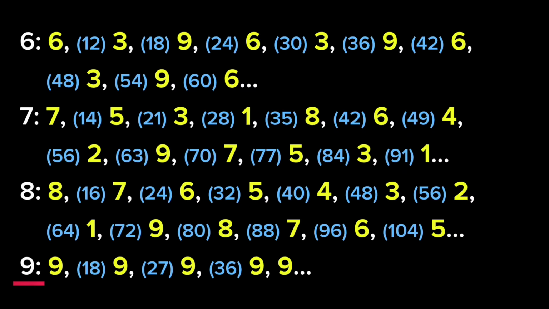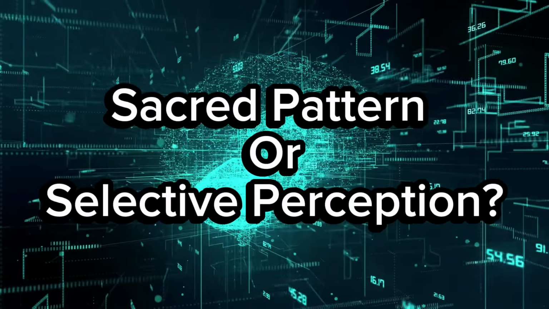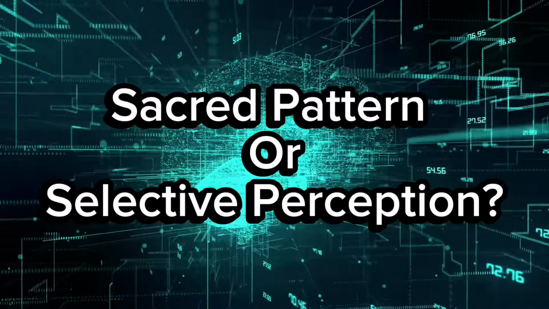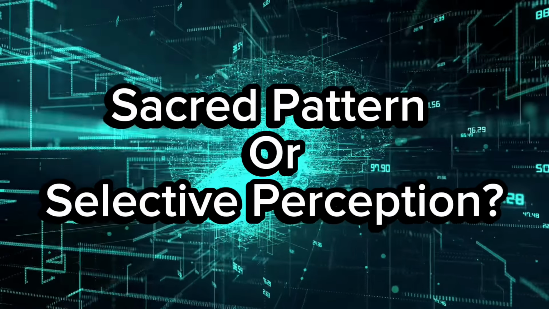When skip counting by 9, again we just repeat 9 over and over, which is to be expected as all of these numbers will be multiples of 9. Likewise, as mentioned earlier, numbers with the same digital root follow the same pattern. Given everything we've seen so far, it's time to ask the big question. Are these patterns truly sacred, or are we just seeing what we want to see through selective perception?